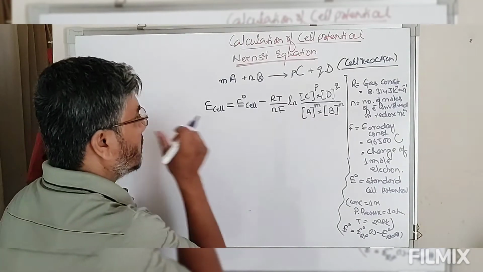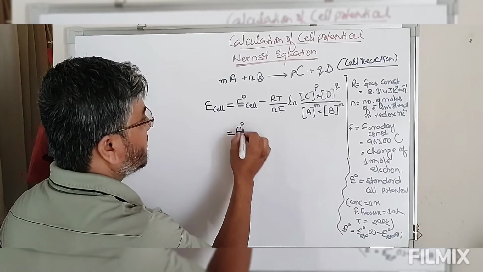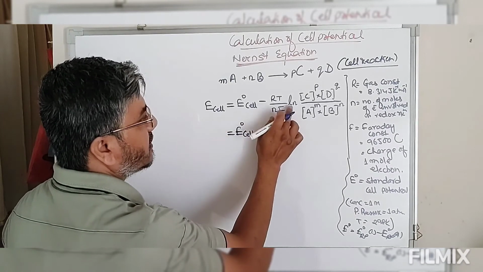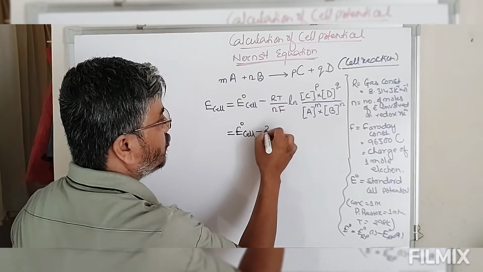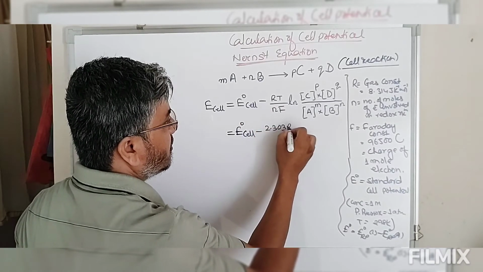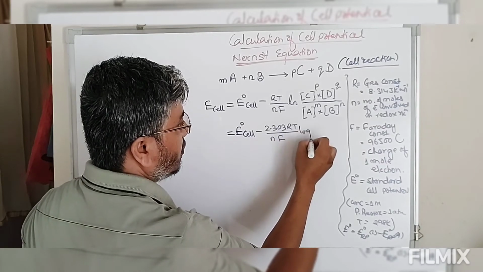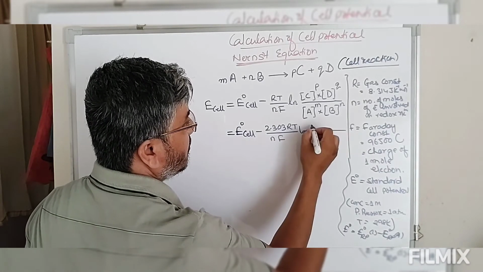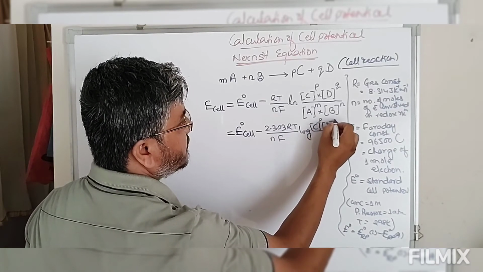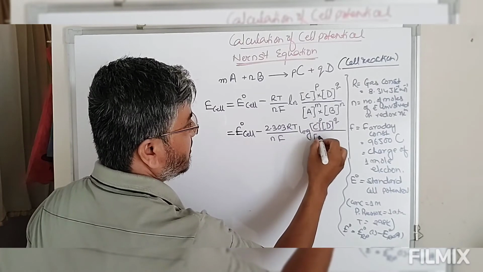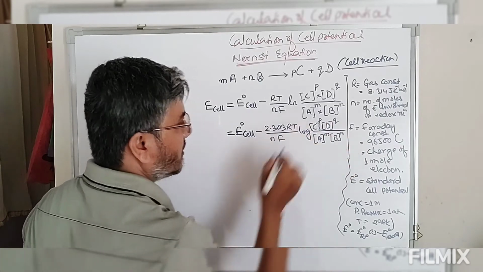So now look at this. This can also be modified as E naught cell minus, where we replace the natural logarithm with log base 10, 2.303 RT by NF log of the concentration of C raised to the power P into the concentration of D raised to the power Q, divided by the concentration of A raised to the power M, B raised to the power N.